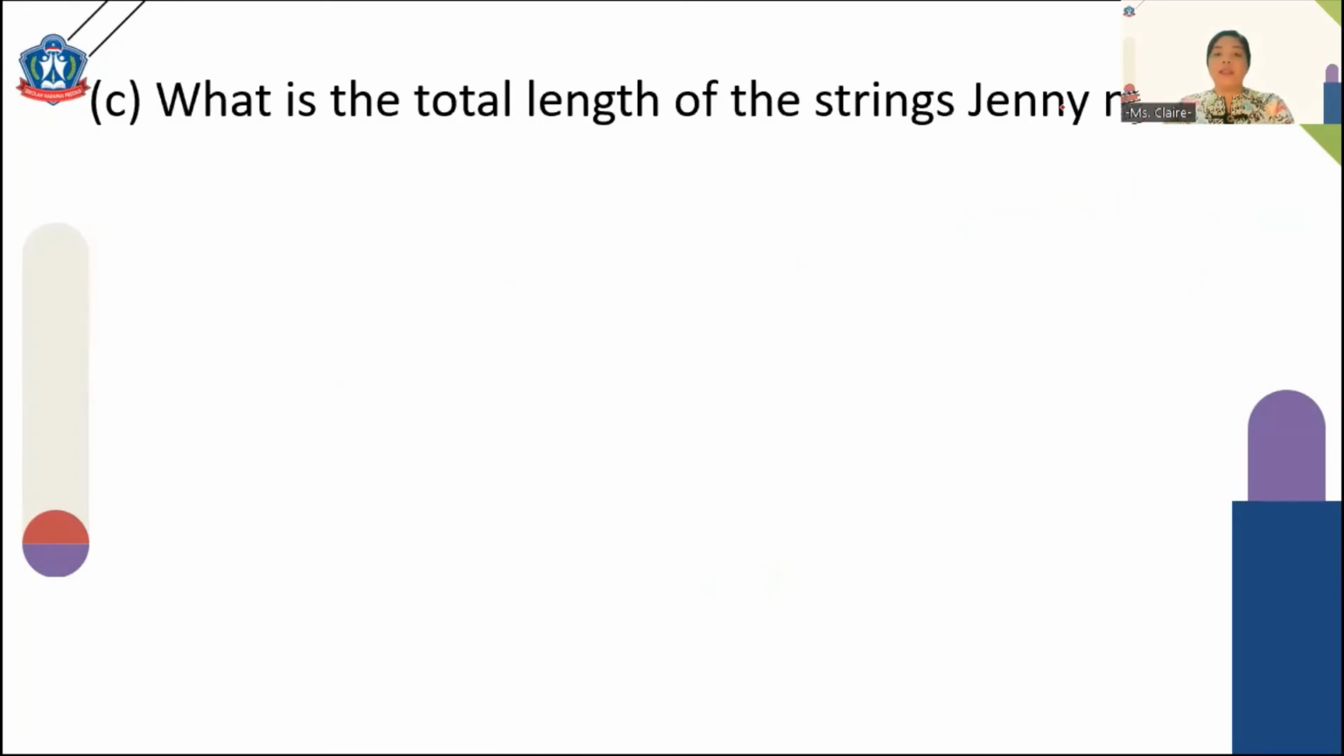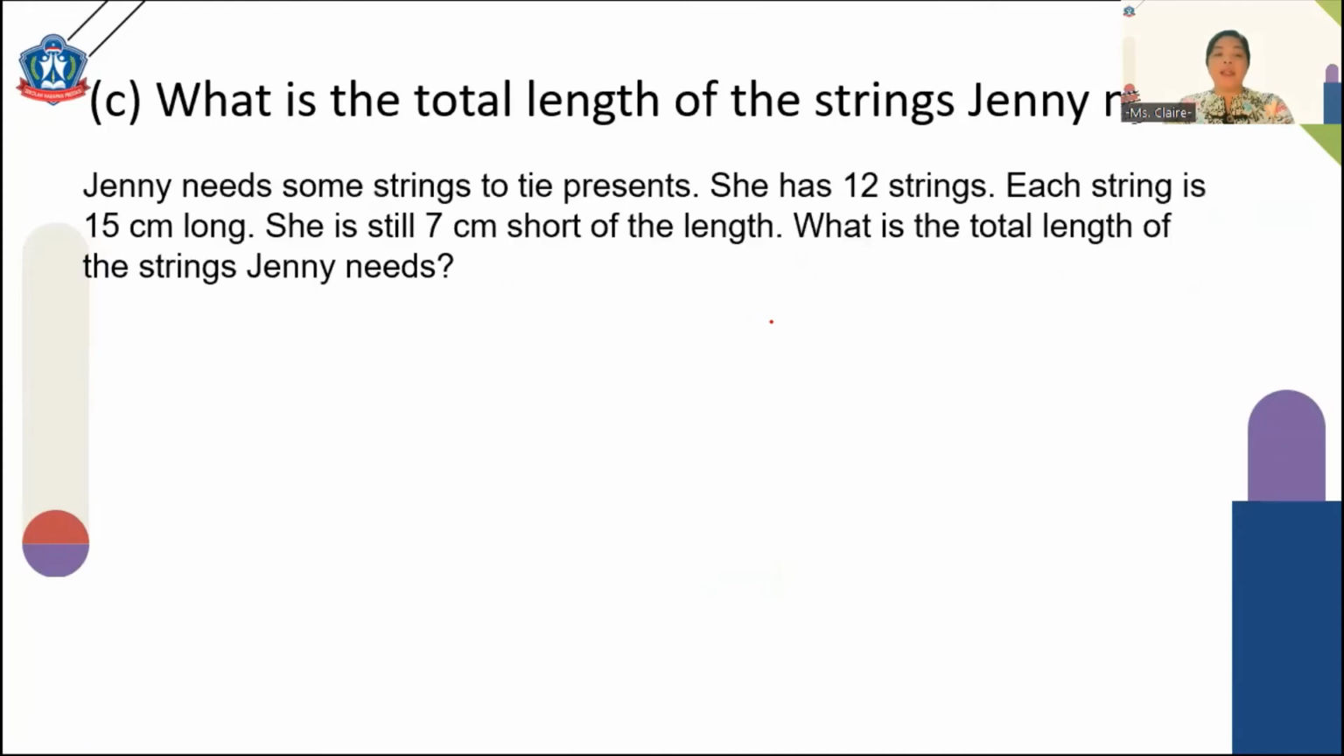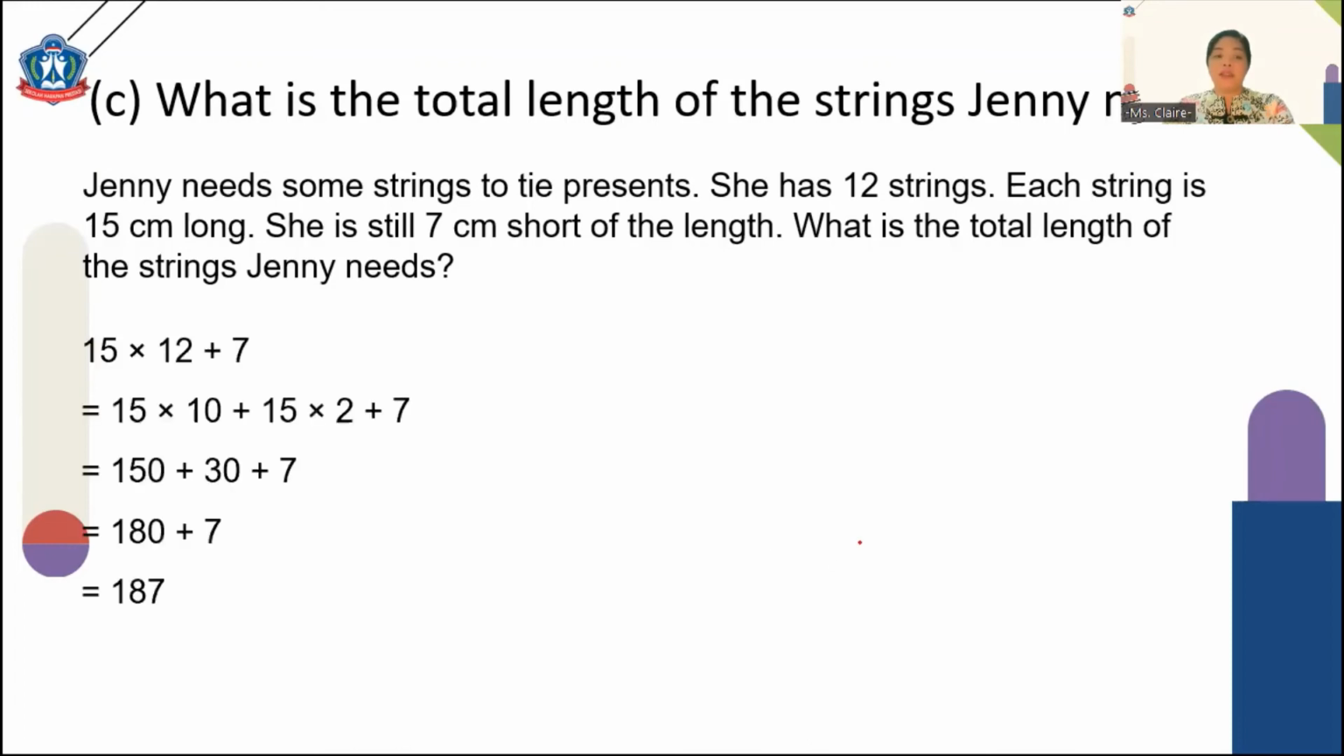Next, what is the total length of the strings Jenny needs? Jenny needs some strings to tie presents. She has 12 strings. Each string is 15 centimeters long. She's still 7 centimeters short of the length. So what is the total length of the strings Jenny needs? So 15 times 12 plus 7. So how to solve this one?